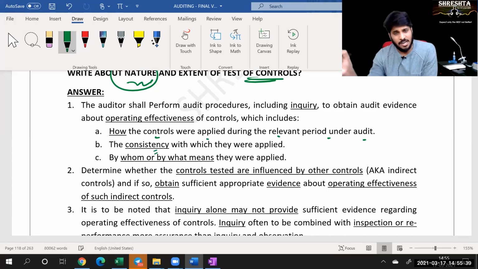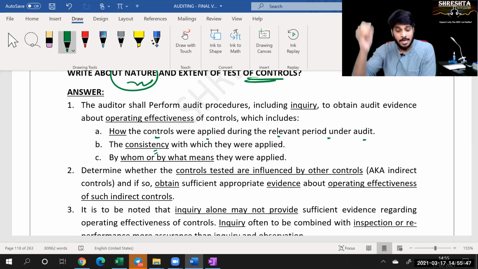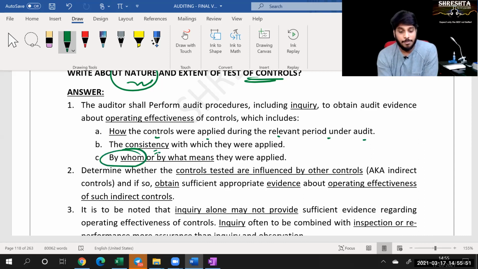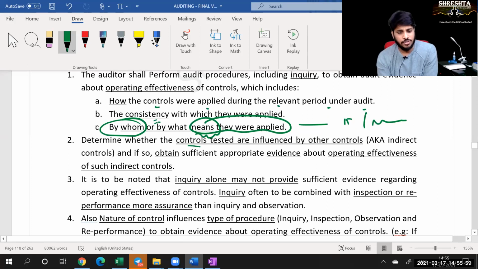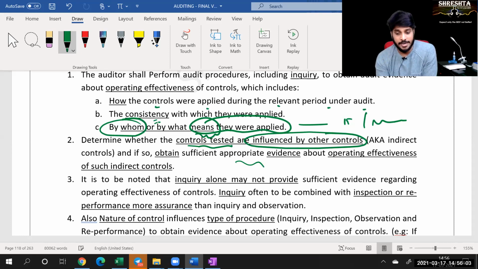Are they consistently followed? The process set up by the management, top management have designed the system, the process, the hierarchy. Is it consistently followed? Who is applying this? In what way are they applying this? Is it IT related or non-IT related? By the way, whatever controls you're testing, if it is influenced by other controls, you need to get evidence about the efficiency of other controls also.